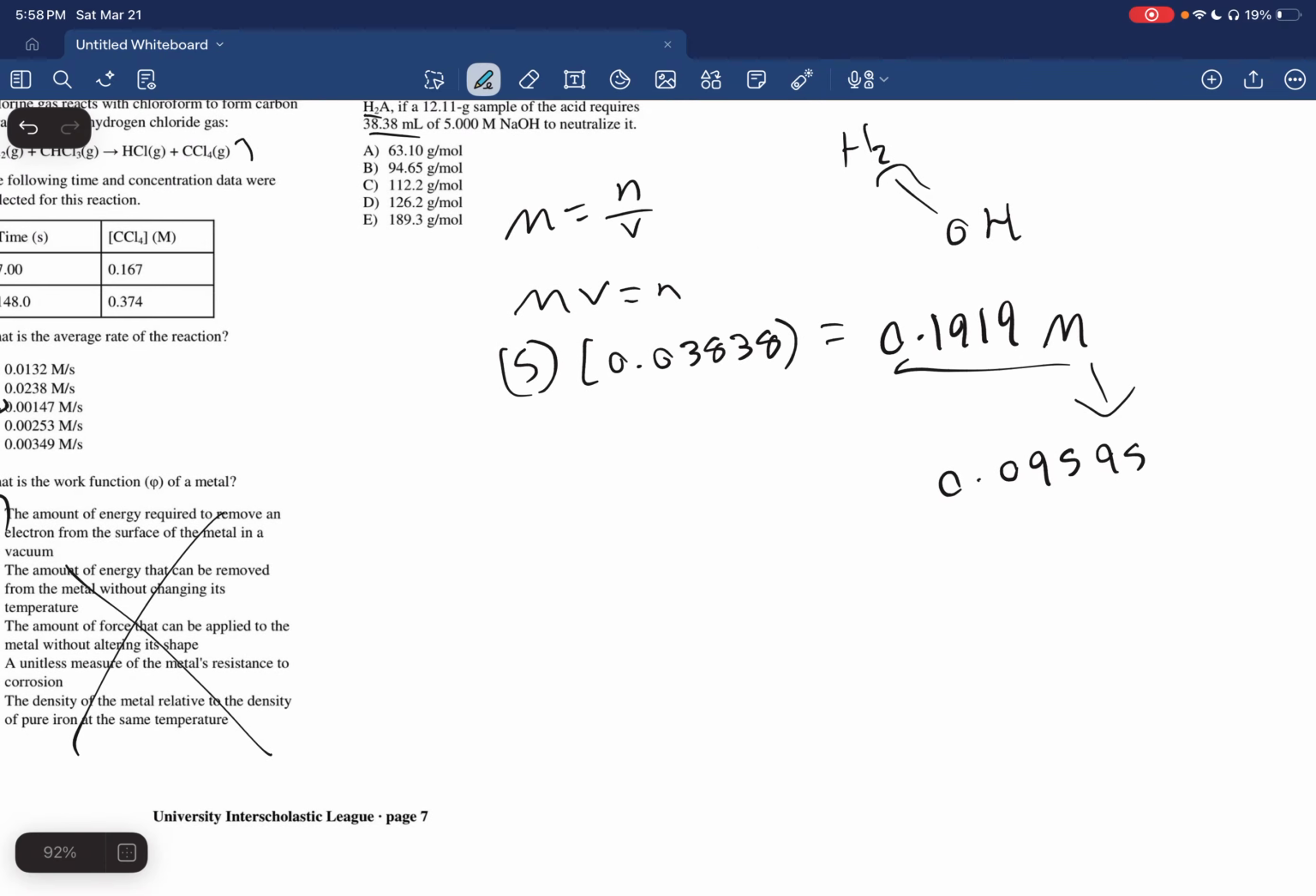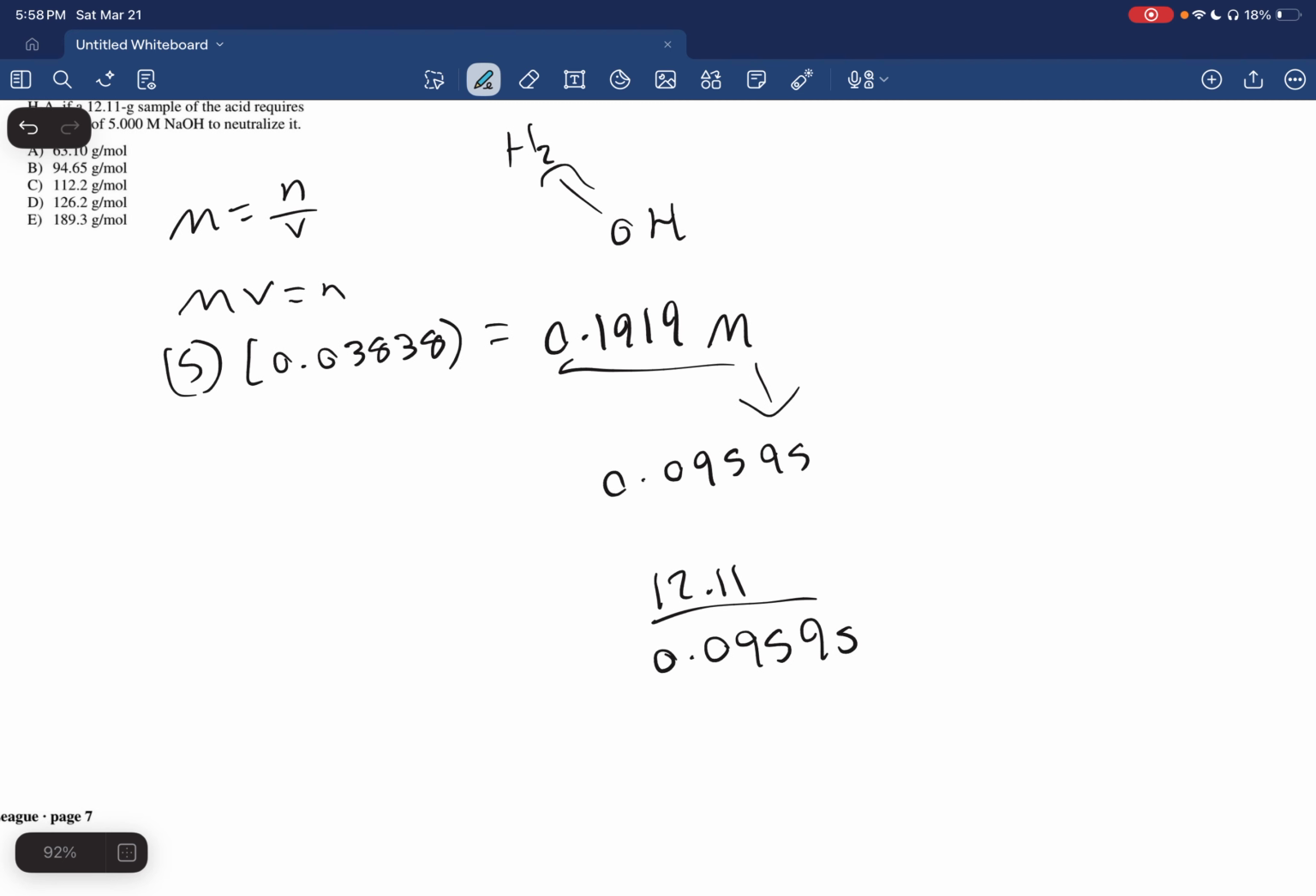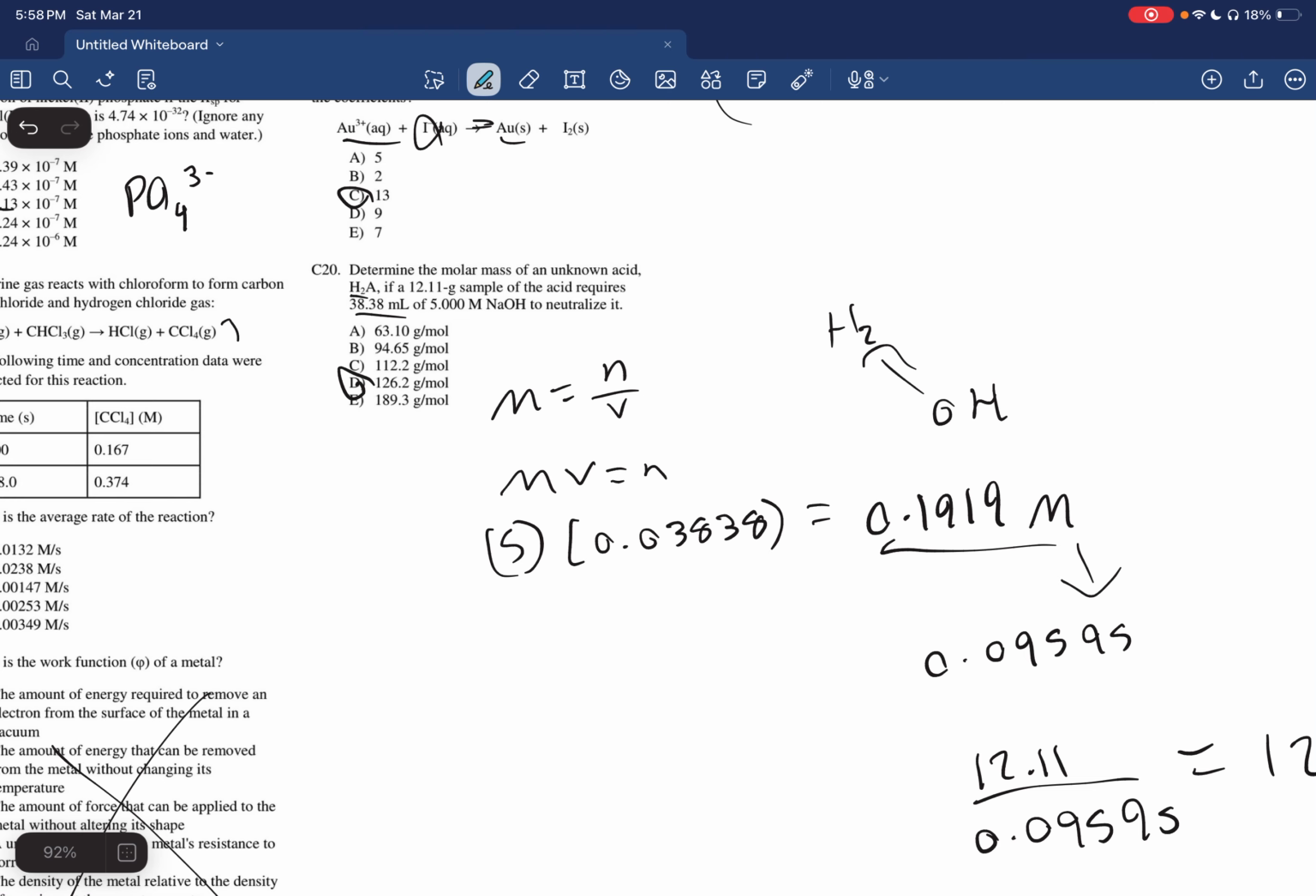And it says that we have 12.11 grams. So if we take 12.11 divided by our moles of acid here, we're going to be left with, let me put it in the calculator, 0.09595. That's going to come out to be 126.21, which looks to be answer choice D there.